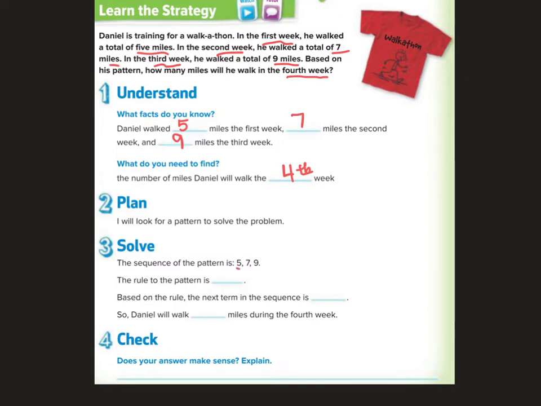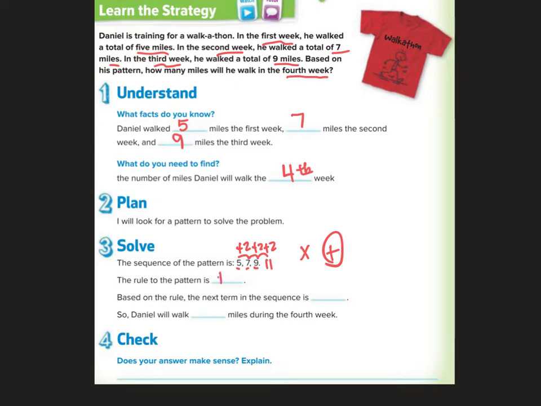My sequence is 5, 7, 9. So I notice it is a growing pattern, so I know I'm going to either have to use multiplying or adding to figure out what the next term will be. So if I go from 5 to 7, I don't know anything. If I count by 5s, I'm not ever going to hit 7. So I think it might be adding. Add 2. Add 2. Add 2 is my rule. So 9 plus 2 is 11 miles is how far they would walk in the fourth week.